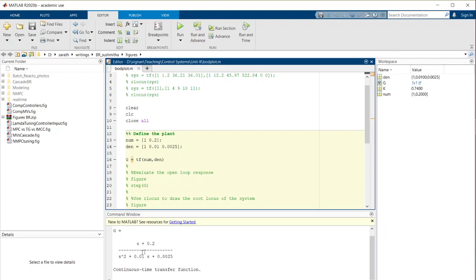s plus 0.2 divided by s square plus 0.01 s plus 0.025. Actually, our transfer function is 0.025. Okay, I'll rerun it. Okay, so you can see the transfer function.